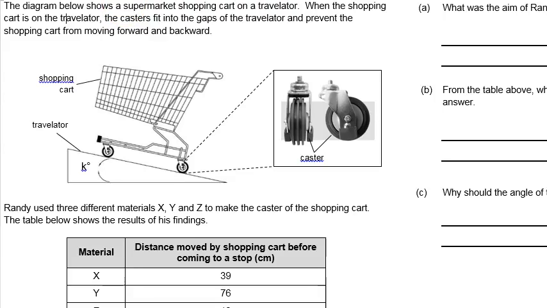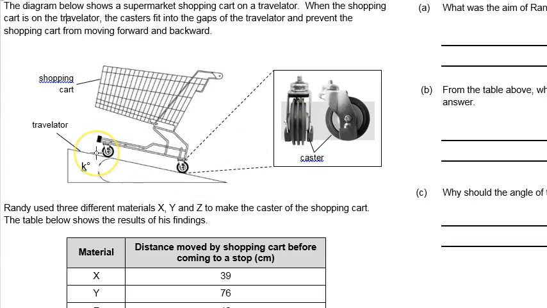Okay, next question. The diagram below shows a supermarket shopping cart on a travelator. I'm sure you've seen supermarket shopping carts on travelators. When a shopping cart is on the travelator, the casters fit into the gaps of the travelator. The travelator is just like an escalator, but instead of steps, it is a hill.